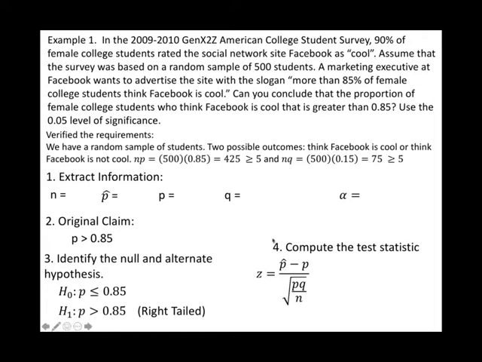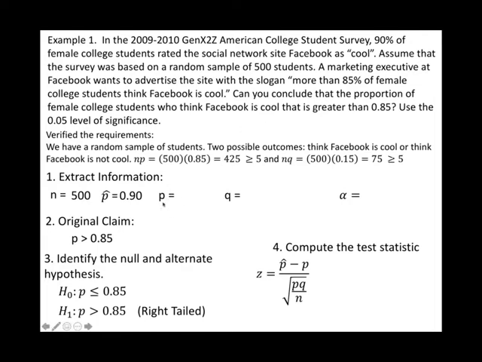Okay, and that will be the sample size. We have a random sample of 500 students, so 500 here. Sample proportion: look at the first sentence here. This is the survey. 90% of female college students rate the social network site Facebook as cool. So this 90% is the sample proportion, so we have 0.90 here.